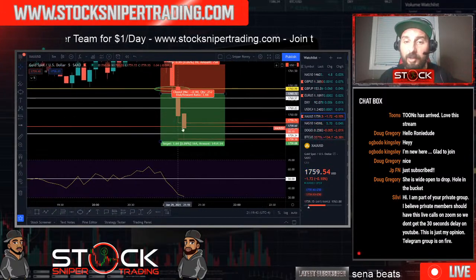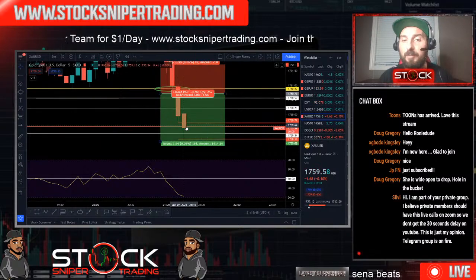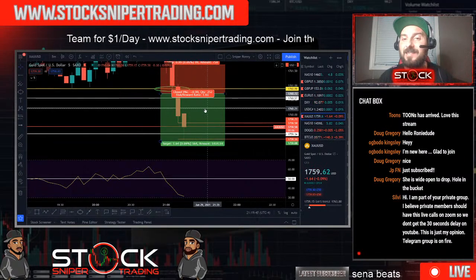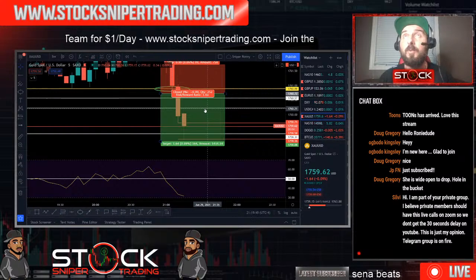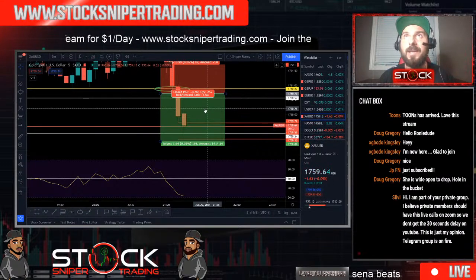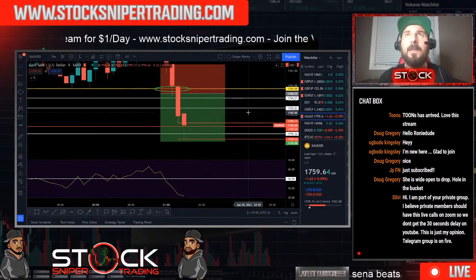But we could get a little bit of a pullback, and price could come back up and now test this white line up here for resistance. And remember, guys, white line is hourly resistance, okay?